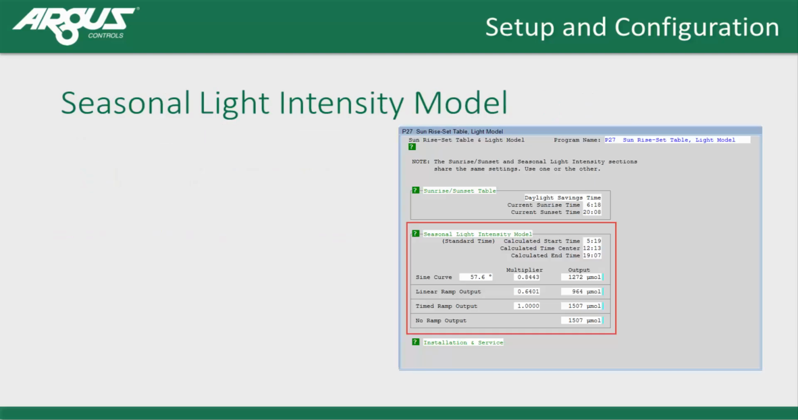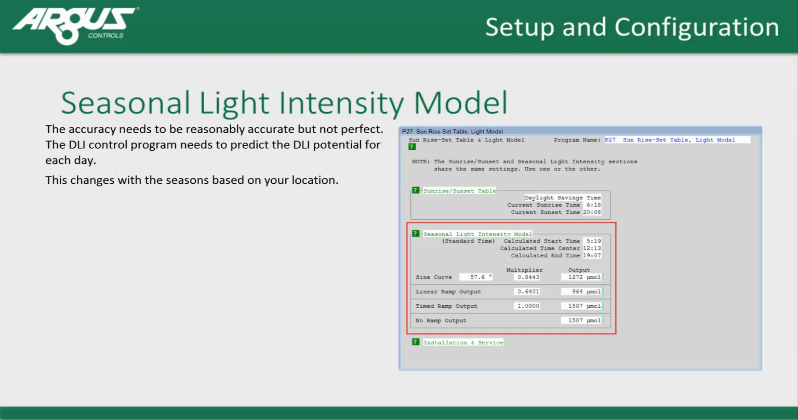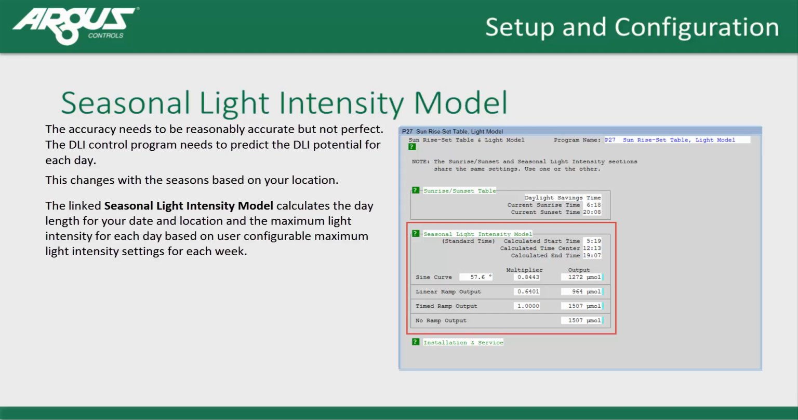Seasonal light intensity model. The accuracy needs to be reasonably accurate but not perfect. The DLI control program needs to predict the DLI potential for each day. This changes with the seasons based on your location. The linked seasonal light intensity model calculates the day length for your date and location and the maximum light intensity for each day based on user configurable maximum light intensity settings for each week.